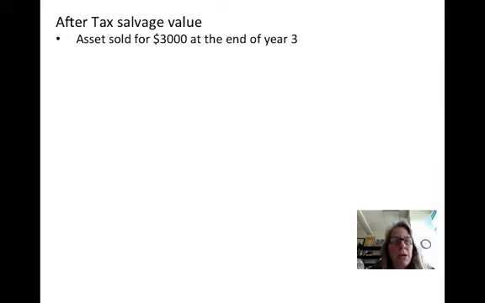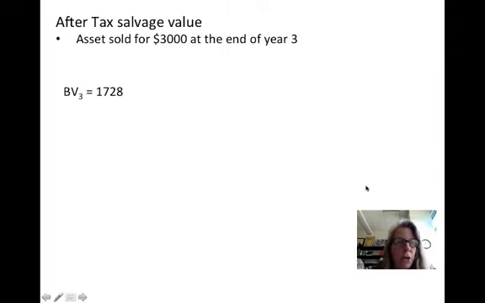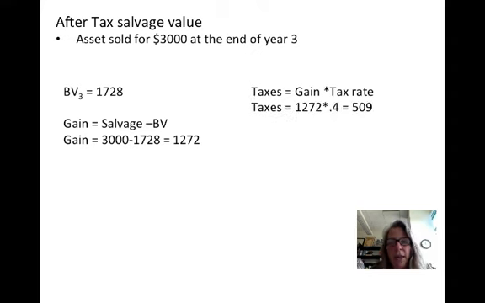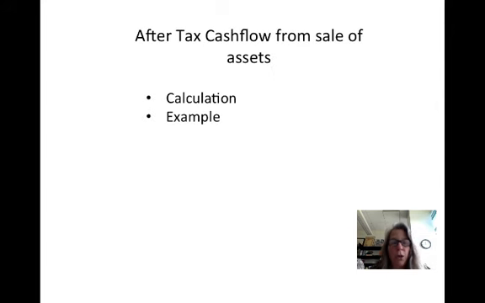So the next thing we want to know is, what is the salvage value at the end of the sale? We know the book value in year 3, which is from this value, is $17.28. So we're going to use that book value in our calculations. The gain is equal to the salvage value minus the book value, or $3,000, which is the selling price, minus $17.28, which is $12.72. And then the taxes are going to be 40% of that gain. And then the cash is going to be the salvage value of $3,000 minus the taxes paid, which is $24.91. So we're going to go ahead and use that.